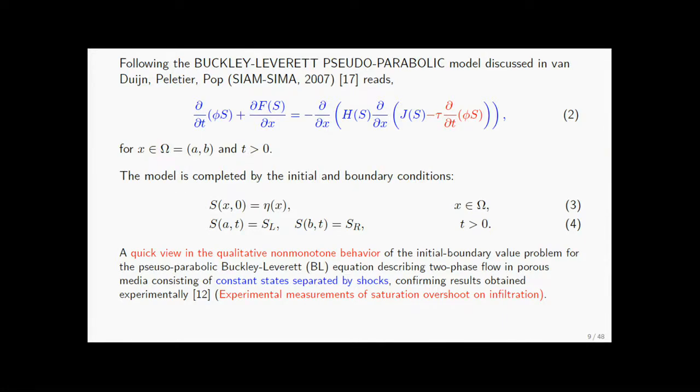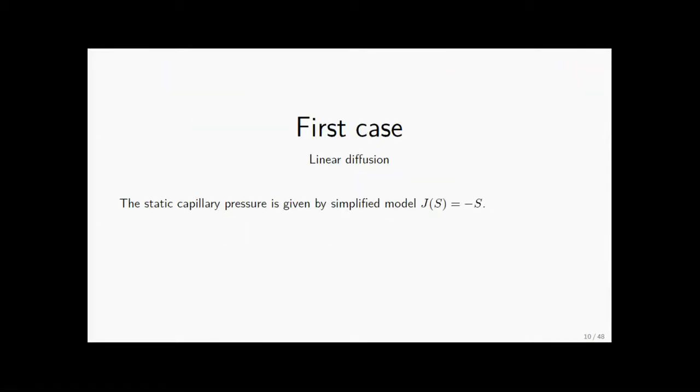So this is the model. In blue is the Buckley-Leverett one, and in red is the new term, along with initial and boundary conditions. And to go to the point, let me show a quick view of the qualitative monotone, non-monotone behavior of this kind of solution. And as I mentioned, we can find some experimental works that observe this kind of overshoot of the saturation. So the first case, this is important, linear diffusion, like this.